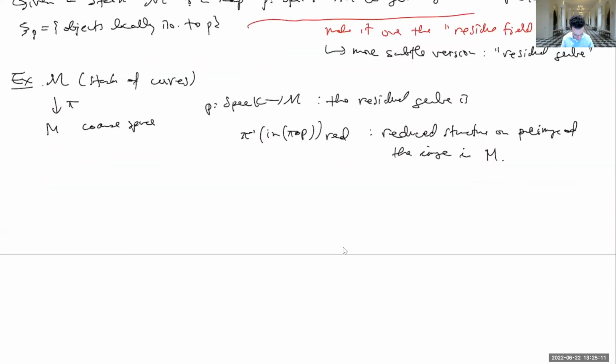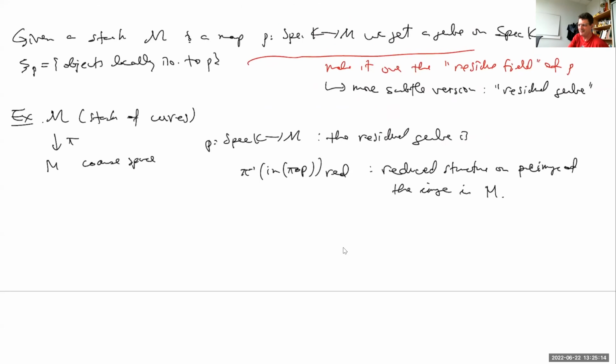Okay, so I have a question. Please. Could you explain why you take this reduced structure?